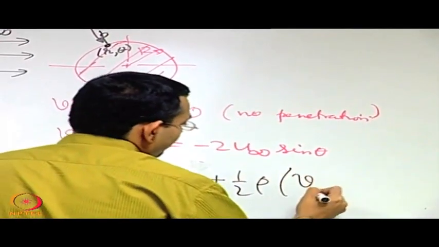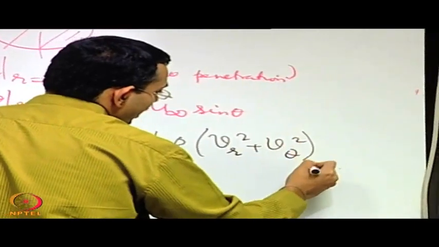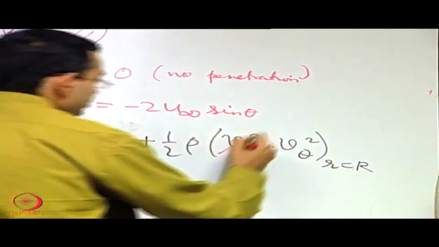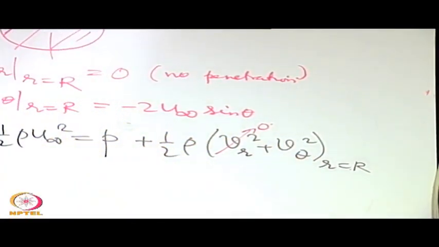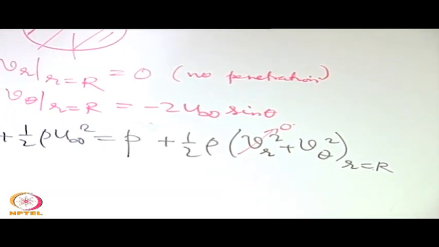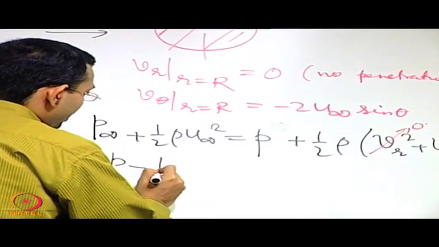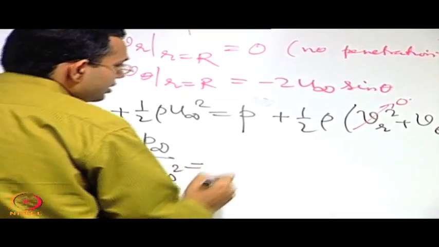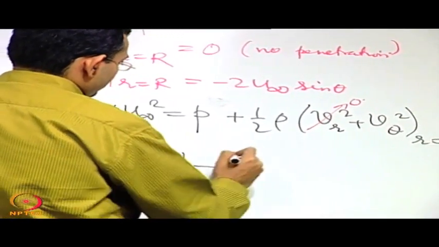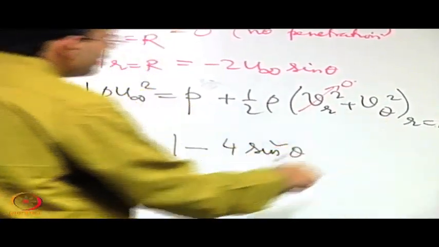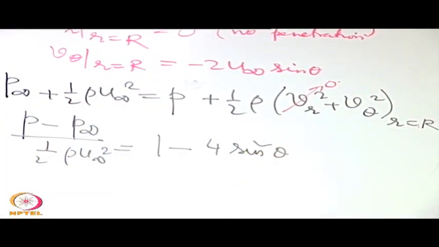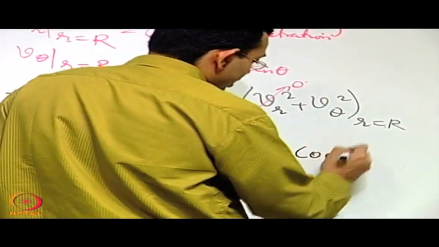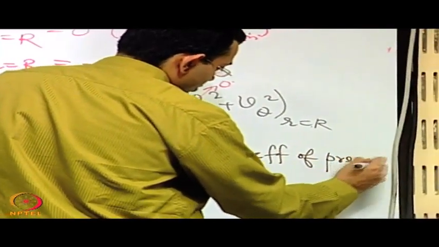V square is Vr square plus V theta square at small r equal to capital R, right. Vr is equal to 0 and V theta is minus 2 u infinity sin theta. So you can get a pressure distribution, P minus P infinity in a non-dimensional form by half rho u infinity square, is equal to 1 minus 4 sin square theta, because 2 sin theta squared will be 4 sin square theta, right. So this is known as coefficient of pressure, the non-dimensional pressure distribution, Cp.